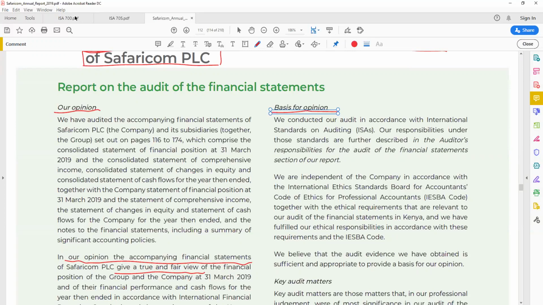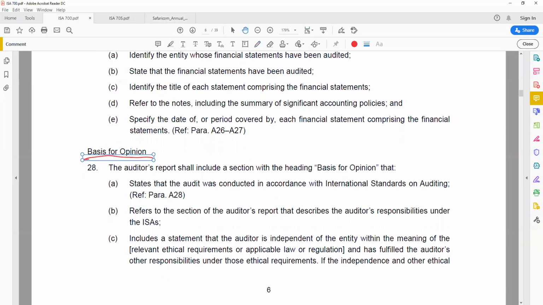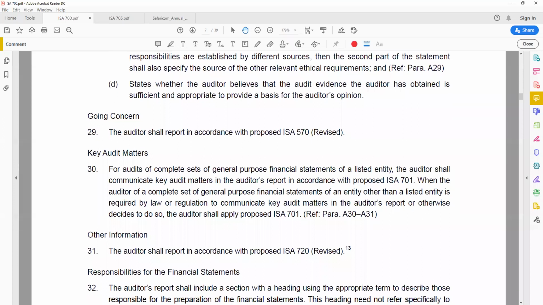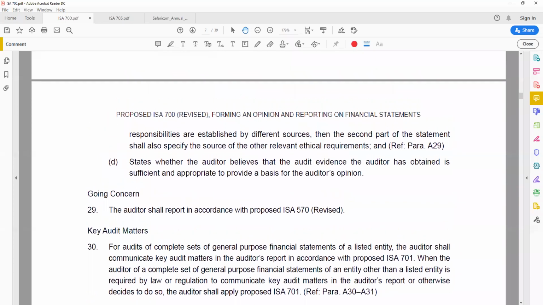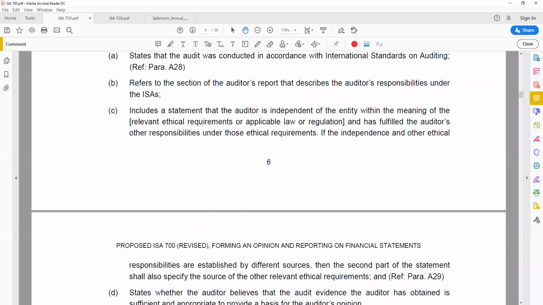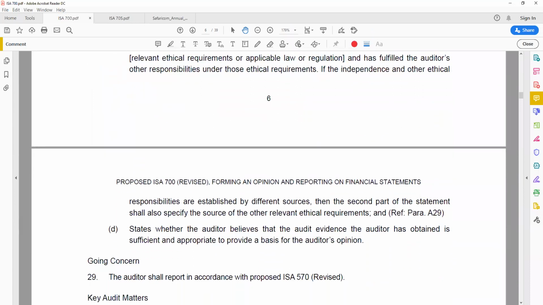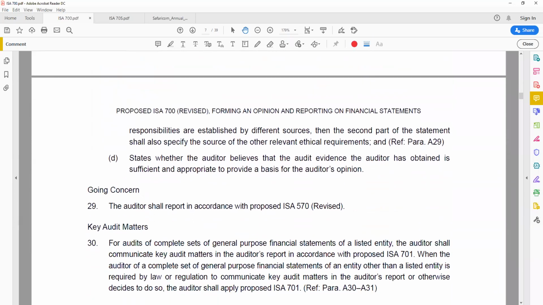Once that is done, what next? This is an emphasis. If you want to emphasize, then of course you give an emphasis of matter. It's not necessary, but in case there's an emphasis, then we have an emphasis of matter paragraph.